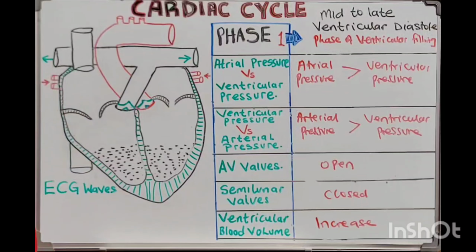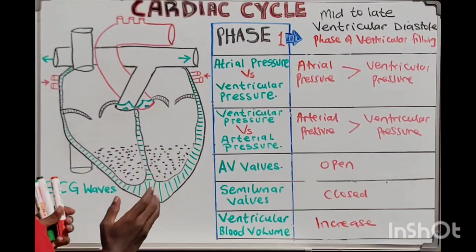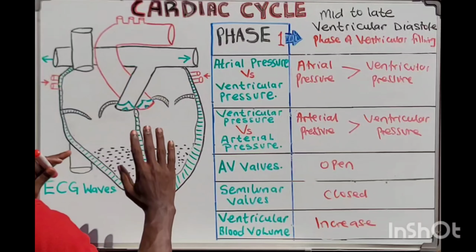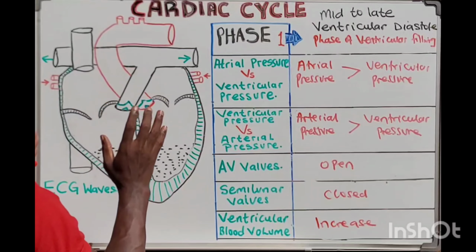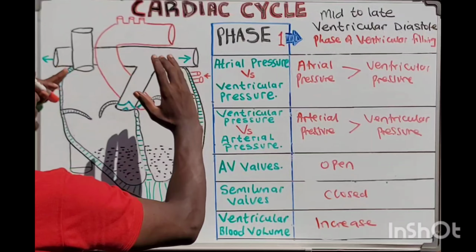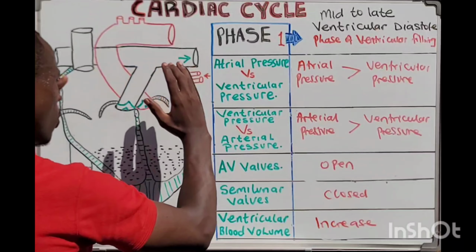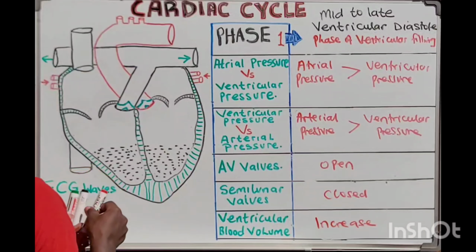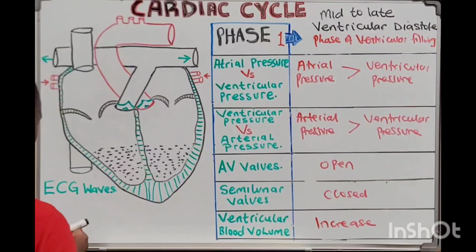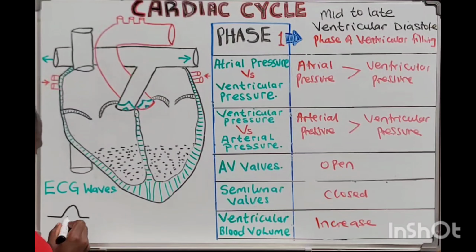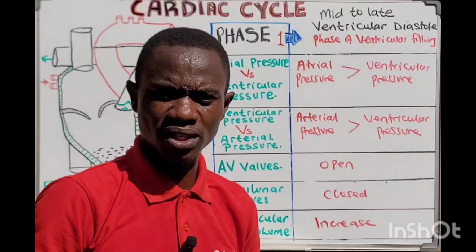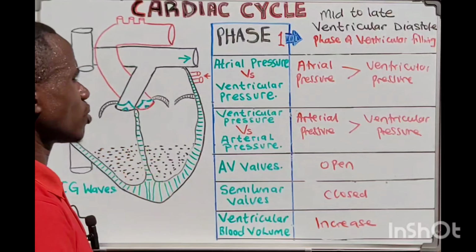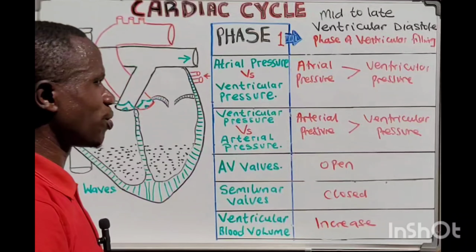Now, what's going to be happening on the ECG wave? Because on the late end of ventricular relaxation, we have the SA node releasing action potentials that depolarize the entire atrial myocardium, causing contraction. So now we expect to see a P wave. Okay, so we shall expect to see the P wave on the ECG machine. So that briefly covers mid to late ventricular diastole.